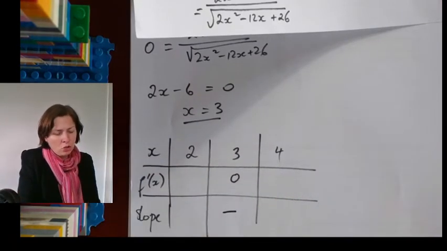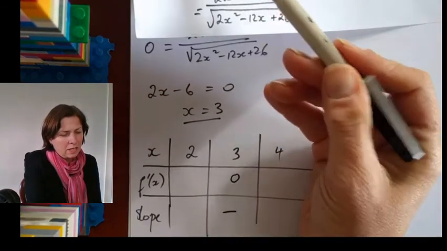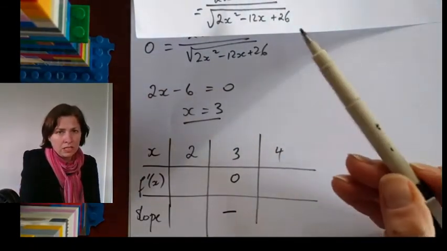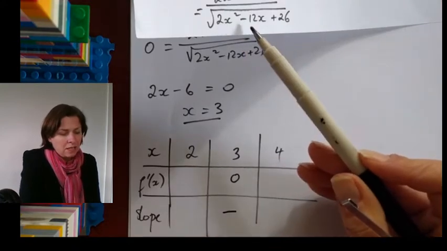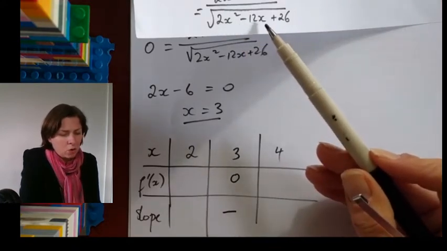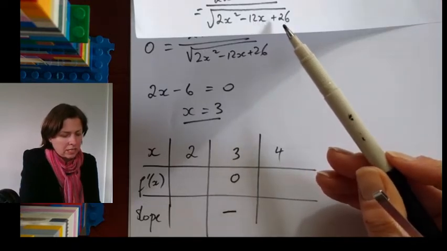My value of 2 is going to give me 4, we're looking at this, sorry. It's going to give me 8 here, minus 24, plus 26. Hang on.